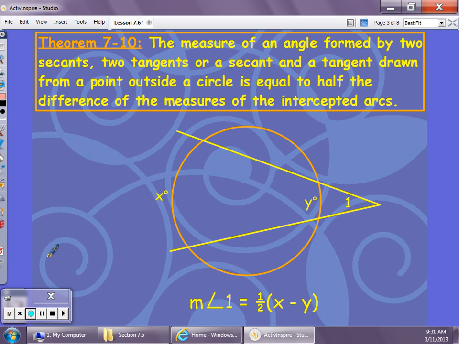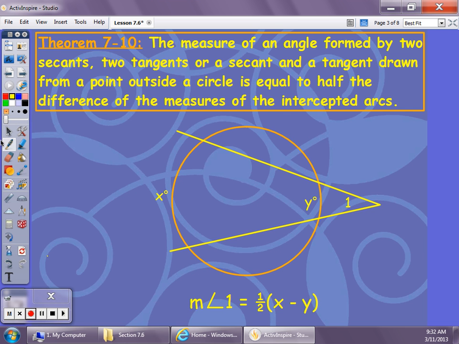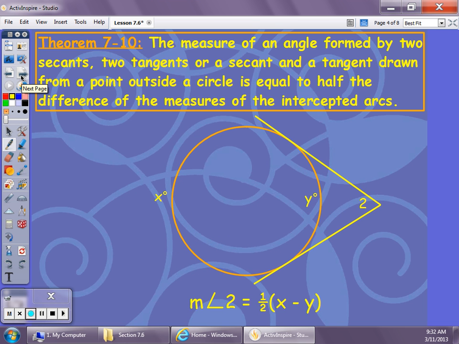So let's take a look at an angle created by two secants that intersect outside the circle. So here we have angle 1. So to find angle 1, we're going to take 1/2 the difference of the measures of the intercepted arcs. So in this case, the measure of angle 1 is going to equal 1/2 times the quantity of x minus y. And we want to make sure that we always take the largest arc created and subtract the smallest arc created from that number.